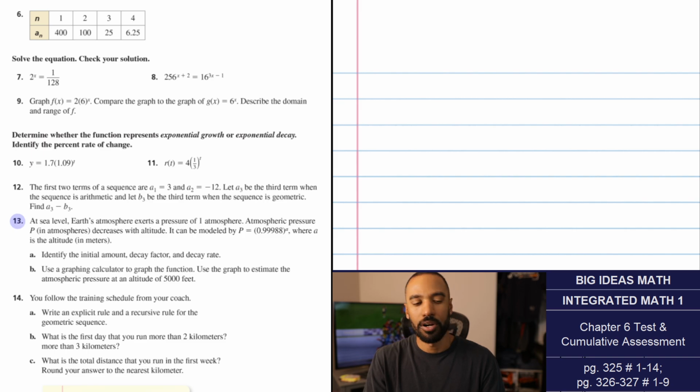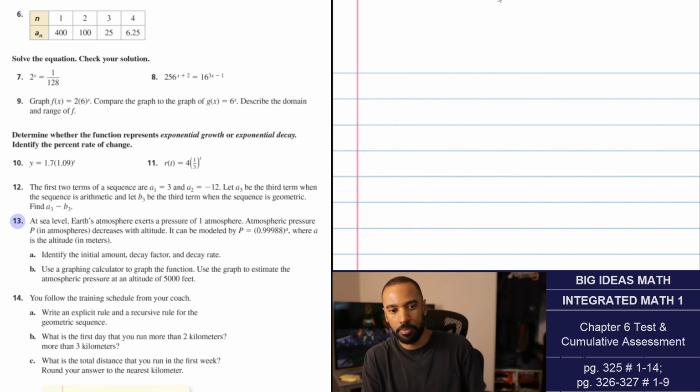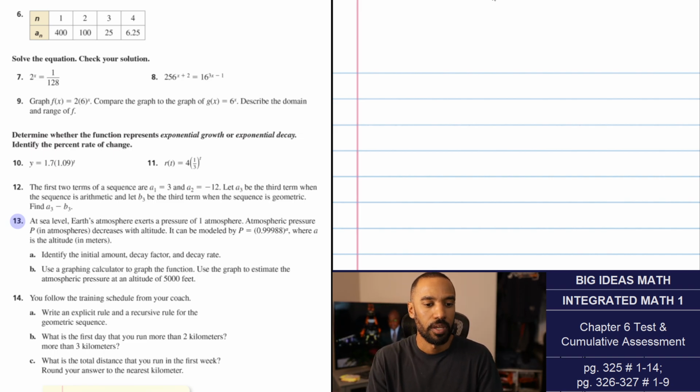Number 13. At sea level, Earth's atmosphere exerts a pressure of 1 atmosphere. That's the unit, atmosphere. Atmospheric pressure, P in atmospheres, decreases with altitude. So the higher you go up, the less atmospheric pressure there is. It can be modeled by that equation.